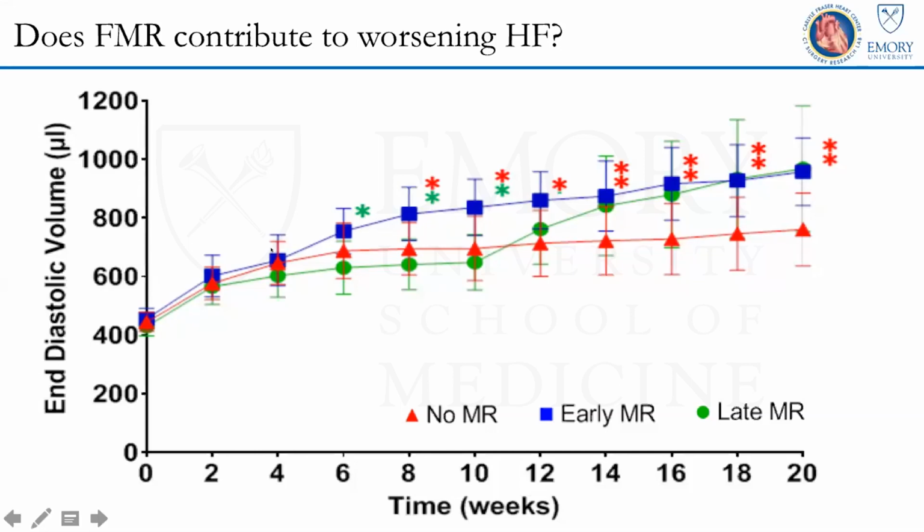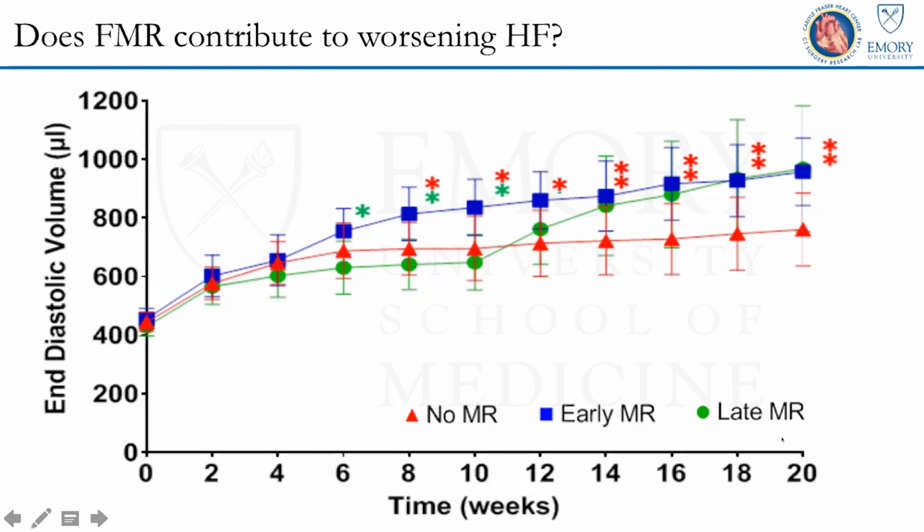As you can see in the blue line, in the early MR group, once we introduce mitral regurgitation, the rate of change of EDV rises significantly, and the magnitude at each and every time point is significantly higher than in the rats that did not have any MR. Similarly, when the onset of MR was delayed to about 10 weeks, we still see the same observation: upon onset of mitral regurgitation, the associated volume overload increases the end diastolic volume significantly, and it continues to do so until the end of 20 weeks.